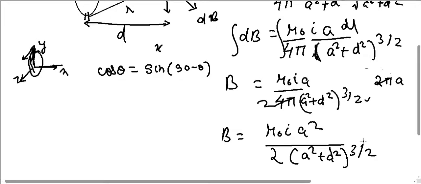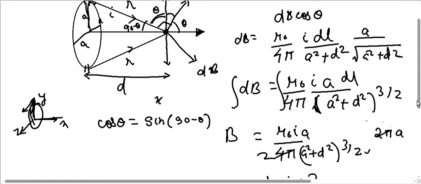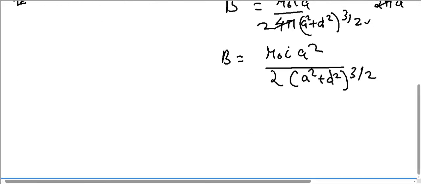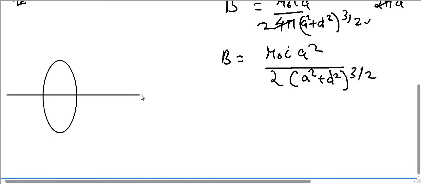Now, you see here the magnetic field. If I again apply my right hand thumb rule, let me draw a new circle just to make it more clear, and this is my axis of the circle.